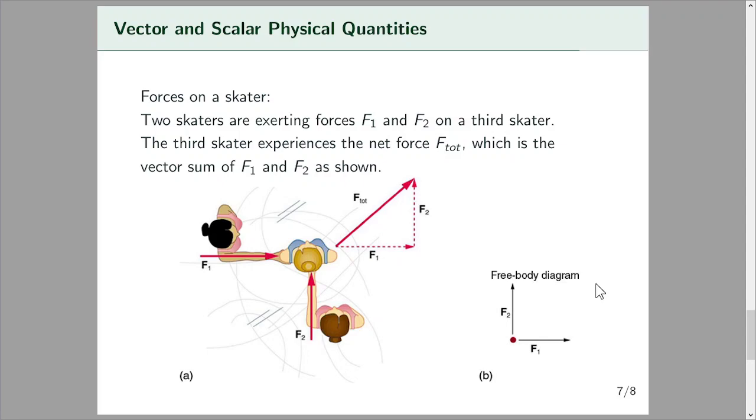We can see how forces add. Here are two ice skaters. One ice skater is exerting F1 on the middle skater, and the other one is exerting F2. And so the skater is going to follow the sum of those two vectors. If you put them tip to tail, and then draw a line from the beginning of the first one to the tip of the second one, you get the net effect. If these two skaters push on this skater as they're drawn, this skater will go off in this direction.